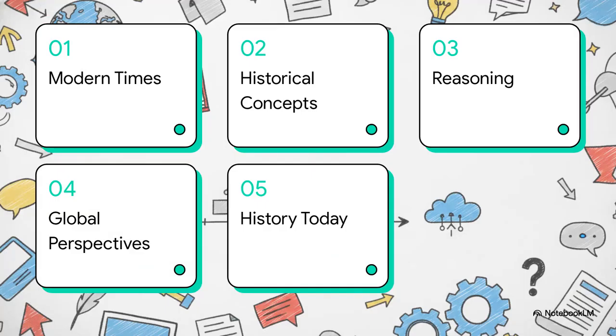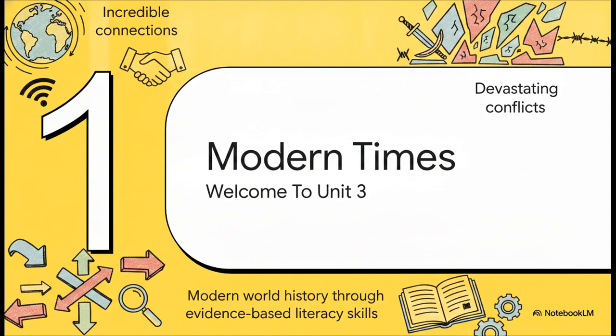All right, let's take a quick look at our roadmap. First up, welcome to Modern Times. Two, essential historical concepts. Three, evidence-based reasoning. Four, comparing global perspectives. And finally, number five, applying history to today. So, jumping right into part one, welcome to Modern Times.